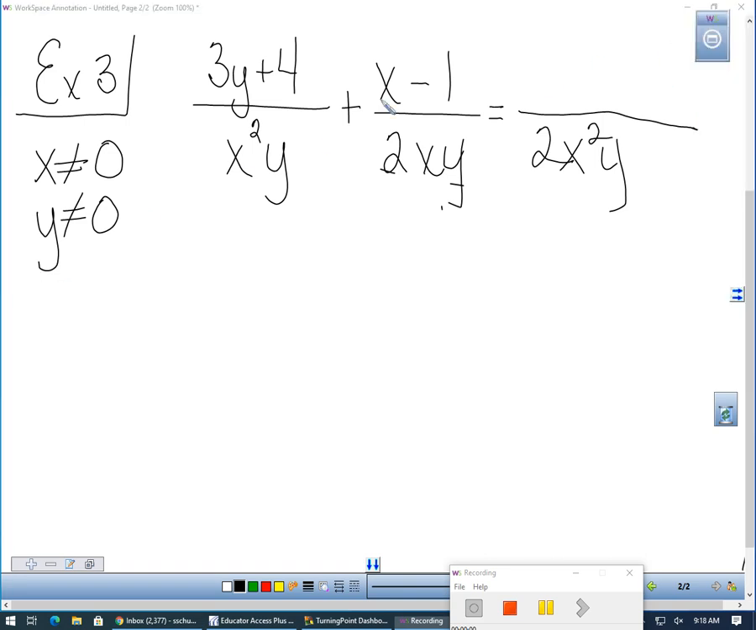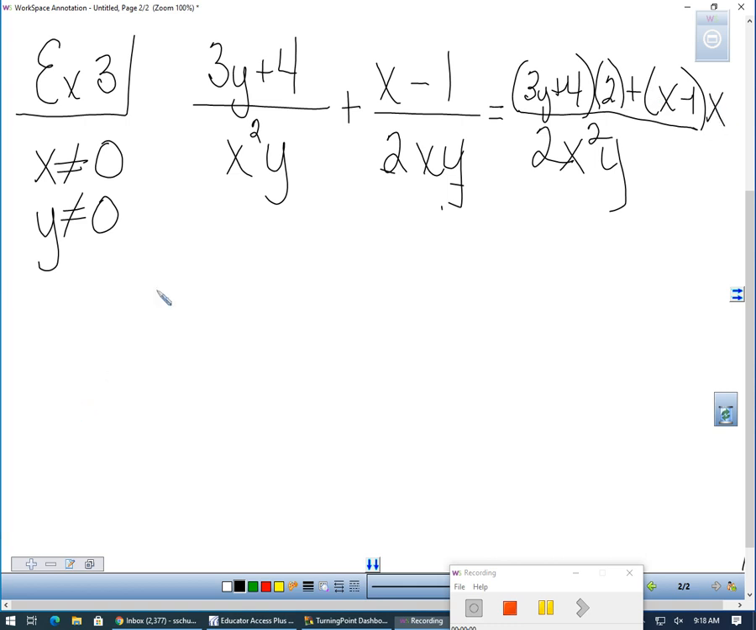All right. So now we move to multiplying each piece by the missing factor. In this one, I have 3y plus 4. And the factor that's missing here, it has an x squared, which is right here. It has the y, but it doesn't have the 2. So I'm going to times it by 2. Plus, which is my middle process here, I have x minus 1. And what is this one missing? It has the 2, has the y, but it only has one x. So I'm going to times this one by x.